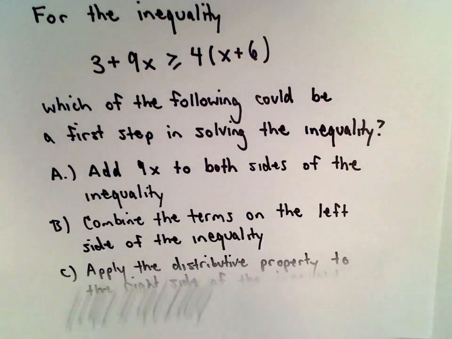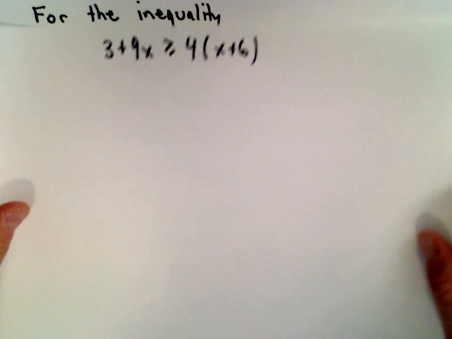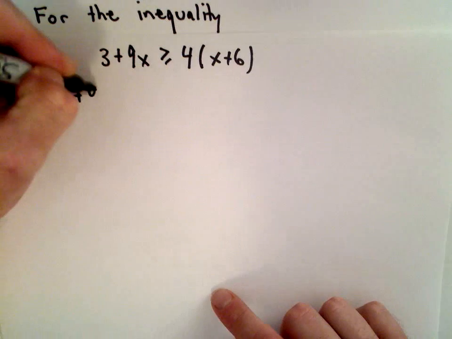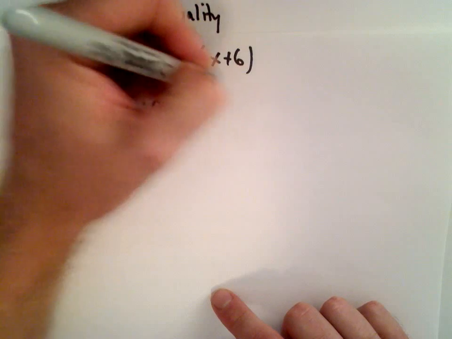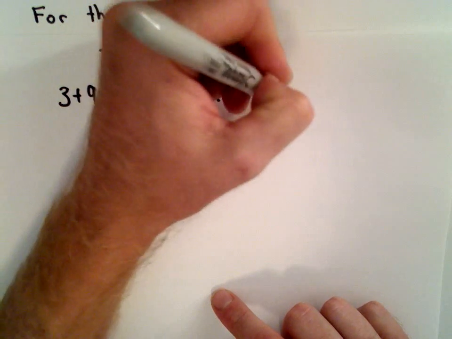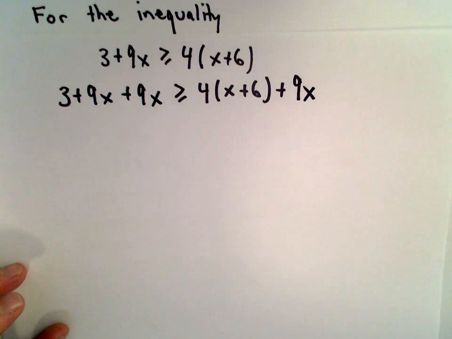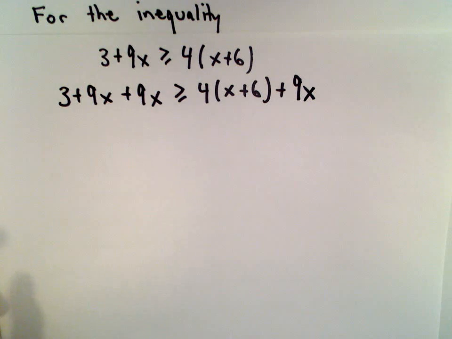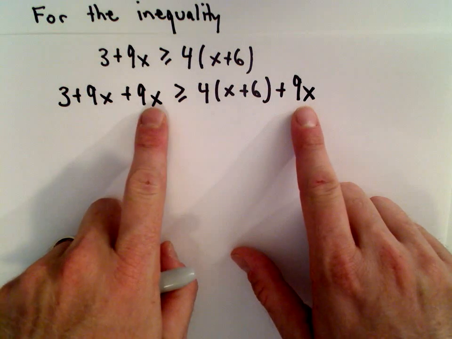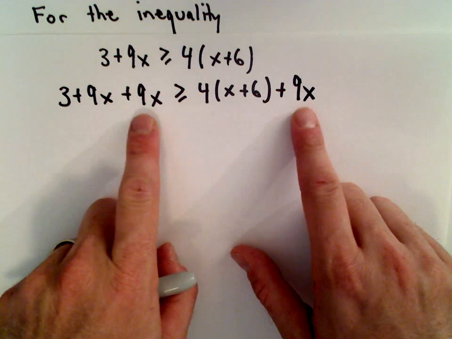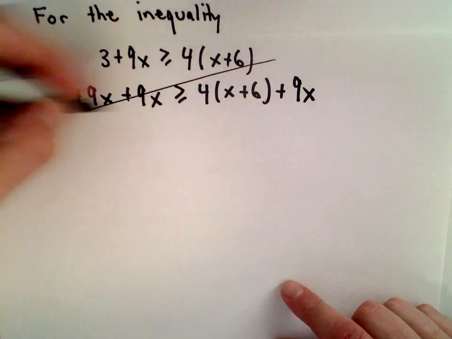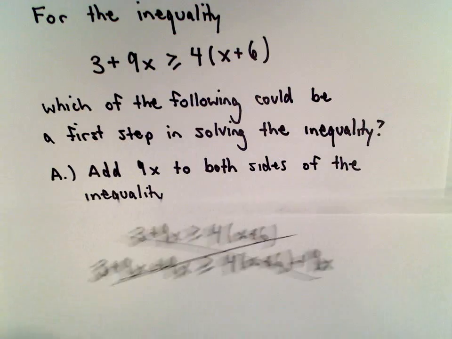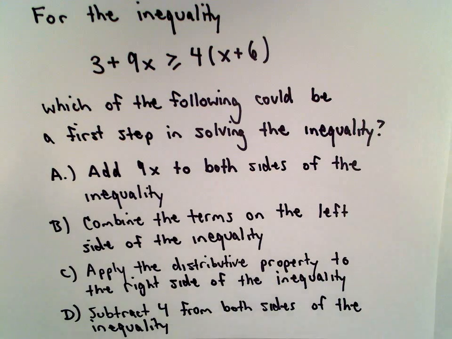maybe it would be a good idea to add 9x to both sides of the inequality. Well, if we do that, there I am adding 9x to the left side of the inequality. And there I am also adding 9x to the right side of the inequality. To me, I don't see what that's going to do to help me solve the problem any faster. I mean, it's a perfectly legal thing to do. You're not doing anything incorrect. But you're just adding more terms and it's just going to take more work. So to me, that's not going to give me any benefit in solving the problem. It's just going to make things more complicated.